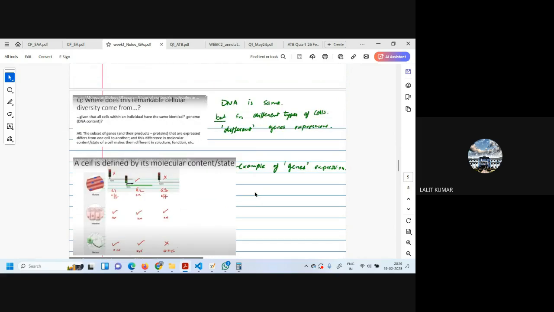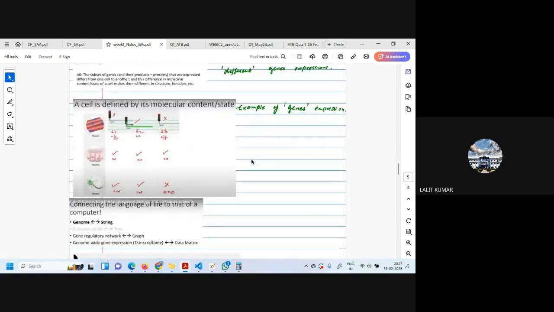Then there is a question in the PA or I think the GA: where does this remarkable cellular diversity come from? All cells have the same DNA, but different cells differ. That is because a subset of the genes and their products, that is the proteins, are expressed in different ways from one cell to another. This difference leads to the molecular content or state of the cell. So that is the difference.